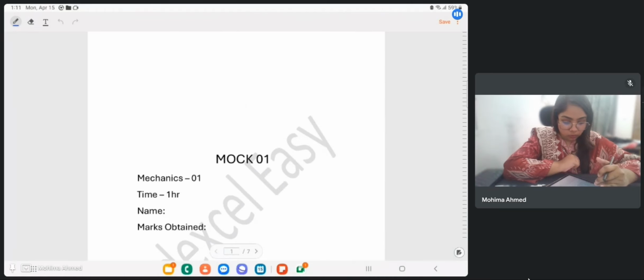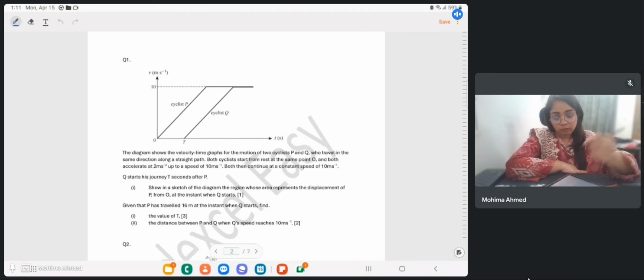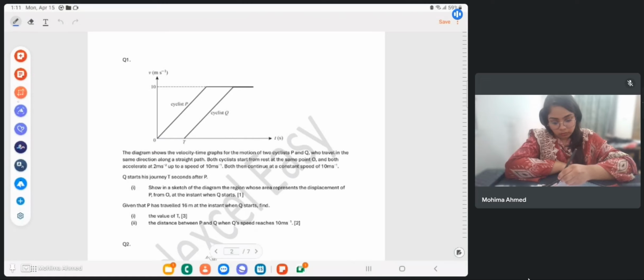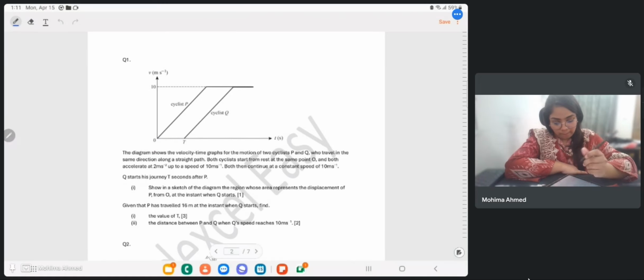Okay, now again, we're going to start with the first question, obviously, question 1. This was from the kinematics. So let me just take this out of this file and then use it in my other page.